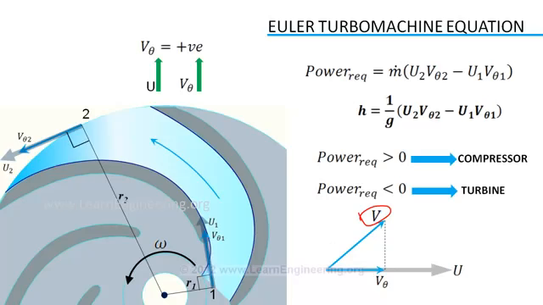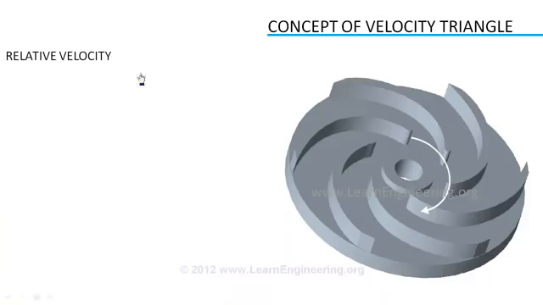For this purpose, we should understand the concept of velocity triangles. The key idea in turbomachinery is the concept of relative velocity. Suppose you are standing on this rotating turbomachine. The velocity of fluid you experience while moving with it is called relative velocity. If fluid has an absolute velocity V, and the blade is moving with a velocity U, then the relative velocity experienced by you will be V minus U.